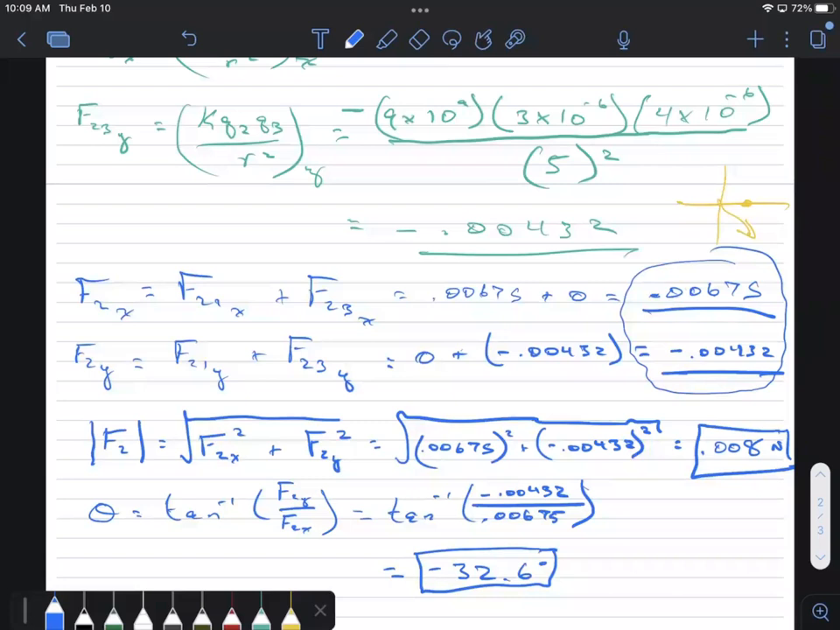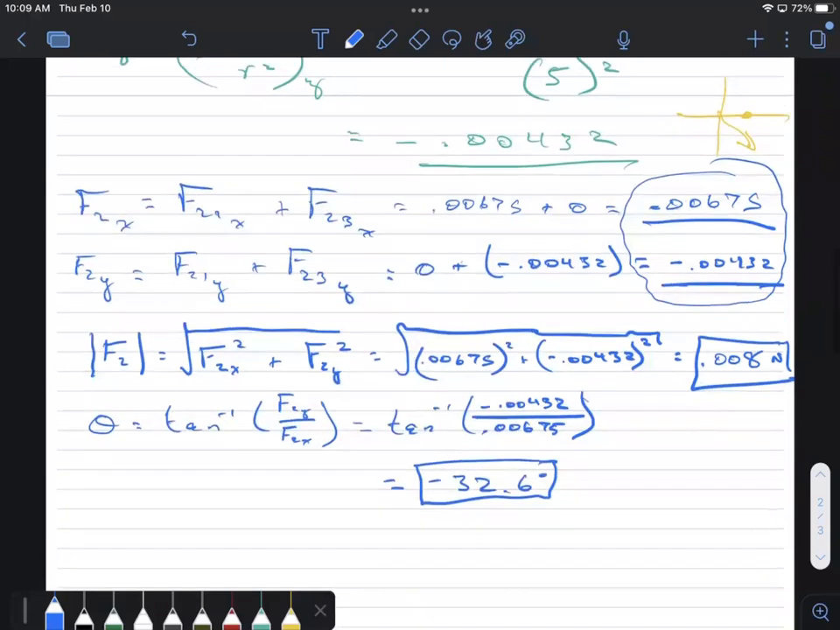Or it doesn't match, in which case you add 180. Here they happen to match, so I'm good. I can box my answer. And that's it. What's the magnitude and direction, or what's the total force felt by charge 2? It's a magnitude of 0.008 with a direction of -32 degrees.